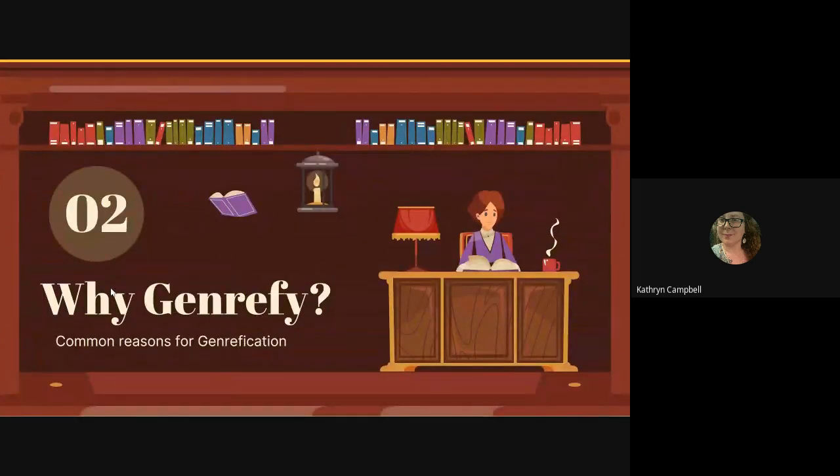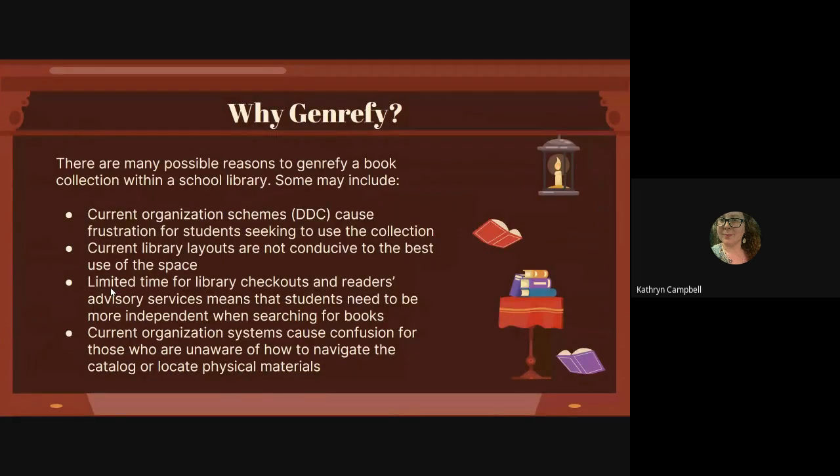So why genreify? What are some common reasons for genreification? There's many possible reasons to genreify a book collection within a school library. Some may include the fact that current organization schemes like the Dewey Decimal System cause frustration for students who seek to use the collection but don't know how to navigate it.